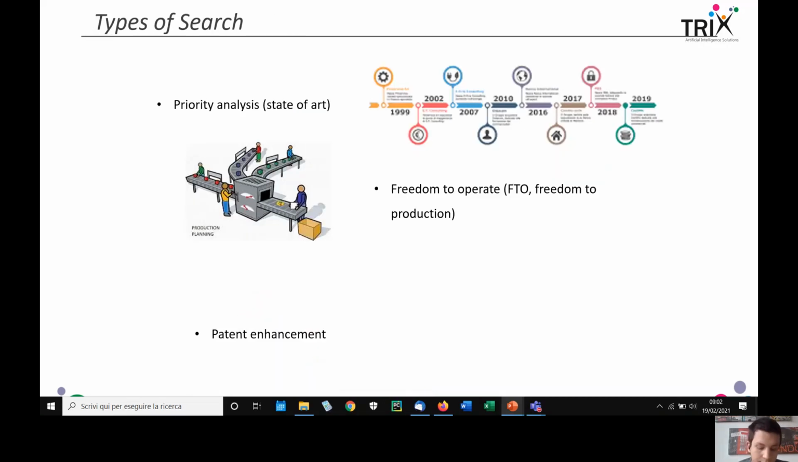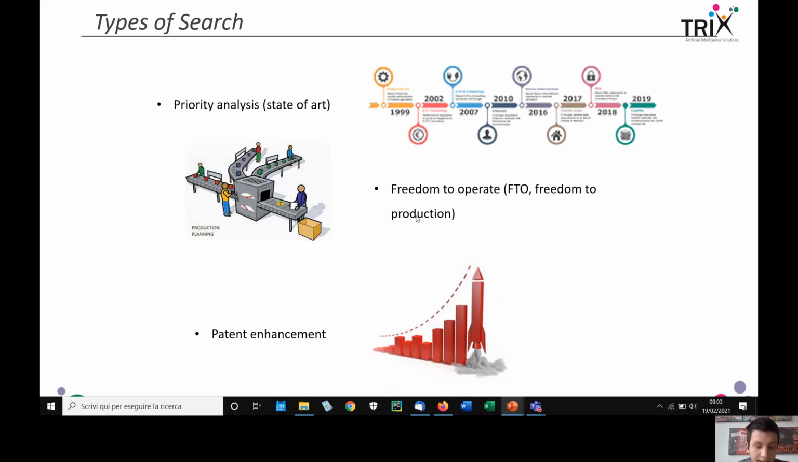The types of analysis that can be done by reading and analyzing patents are, first, research of the state of the art. These are searches in which I have to find all patents similar or equal to a specific solution and prior to this solution. All these documents are essential to understand if my solution can be patented or not.